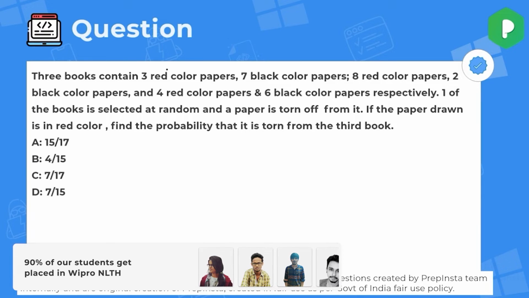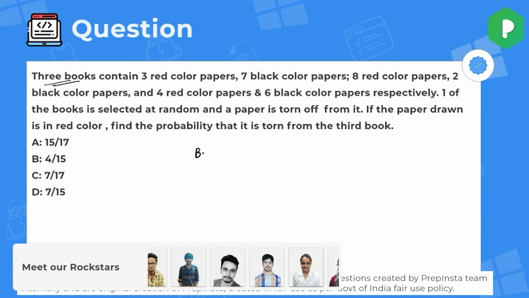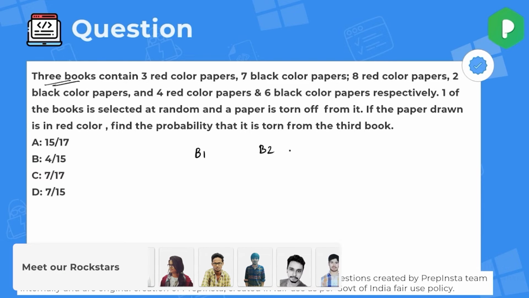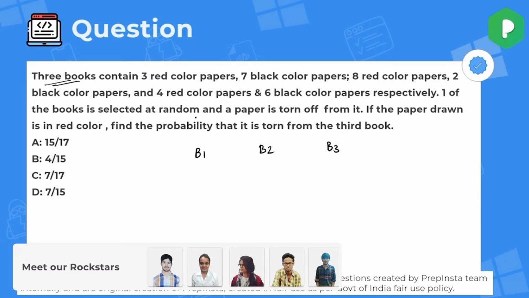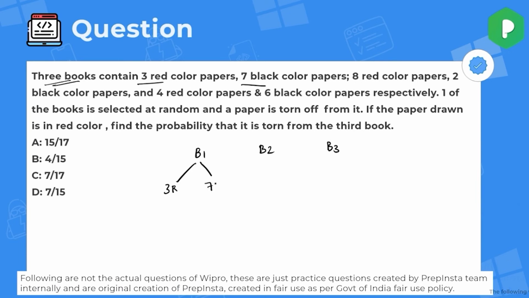Okay, just look here. In the question they have given there are 3 books. So I am assuming them as book 1, book 2 and book 3. In book 1 there are 3 red and 7 black. So 3 red color papers, 7 black color papers. In book 2 there are 8 red color papers and 2 black color papers. In book 3, 4 red and 6 black.